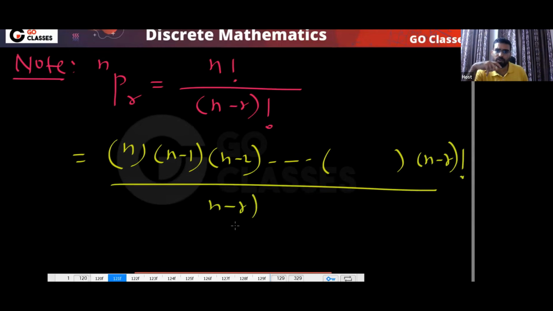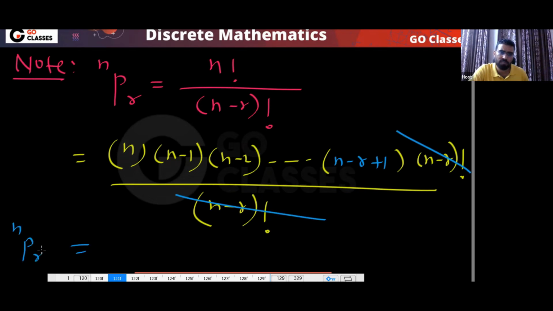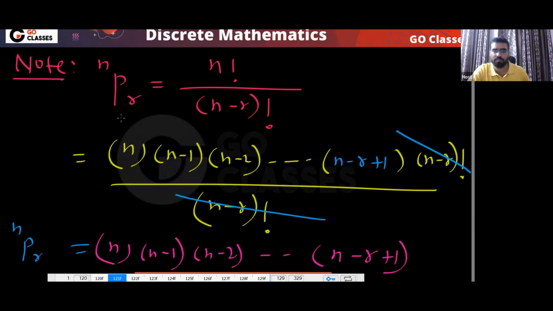Till (n minus r) factorial, you open it. So what will this value be? This value will be plus 1, so n minus r plus 1. Now you can cancel this and this. So what is your nPr? nPr is simply n multiplied by n minus 1 multiplied by n minus 2, till n minus r plus 1. Is this clear? This is your nPr.